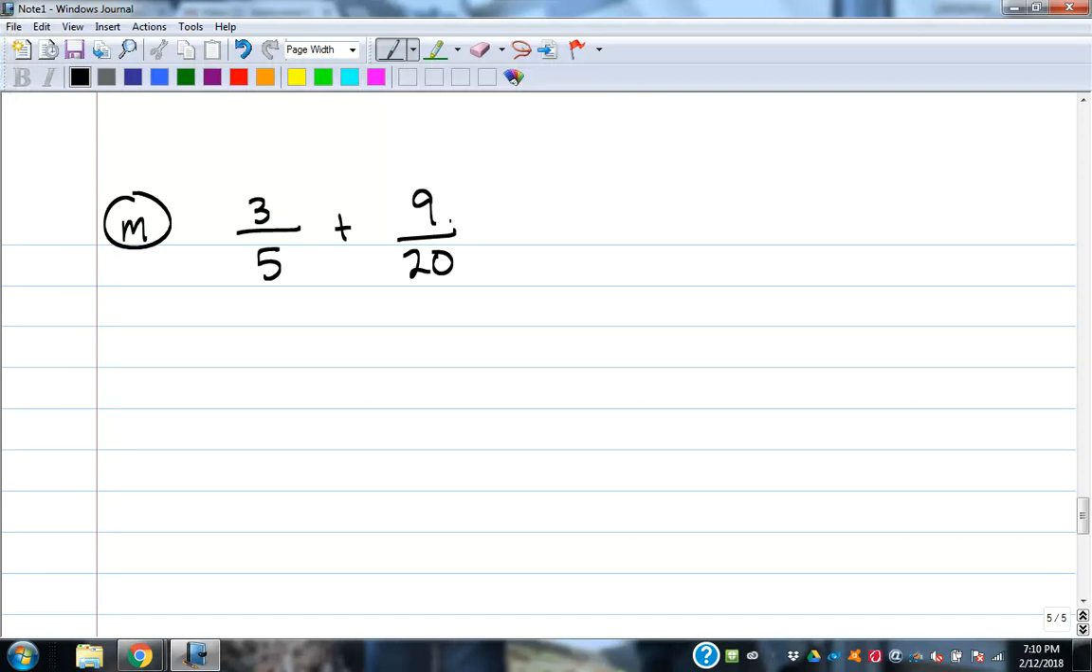What would be the common denominator between a 3/5 and a 9 over 20? What number does 20 and 5 both go into? 5 goes into both of them, but what number do both of them go into? 20, right? 20 goes into itself. 5 goes into 20. So what do I need to do to the 5 to turn it into a 20? Multiply it by 4, right? If I do that to the bottom, got to do that to the top. So that gets me 12 over 20 plus 9 over 20, which would be 21 over 20.